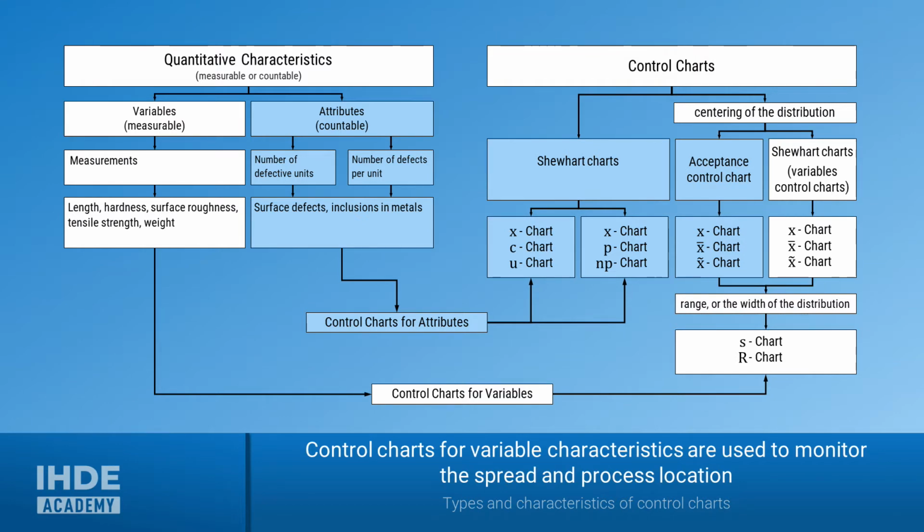On the right, we have the different control charts for variable characteristics with a white background. These are also called Shewhart control charts, named after the American Walter Andrew Shewhart. As you can see, there are 3 control charts for monitoring the process location and 2 control charts for monitoring the spread. We will go into more detail about these control charts in a moment using some examples.